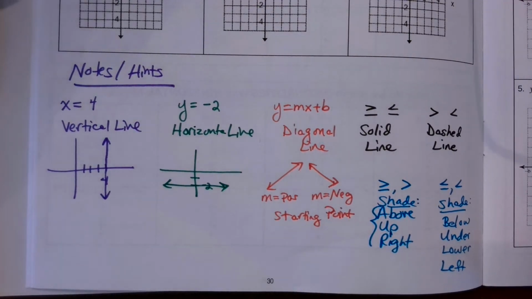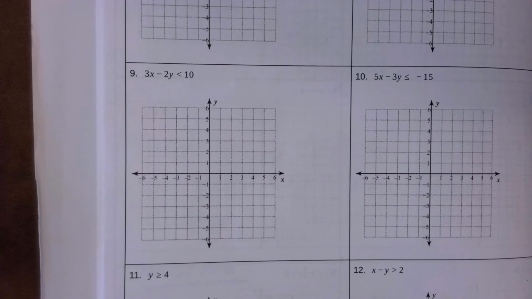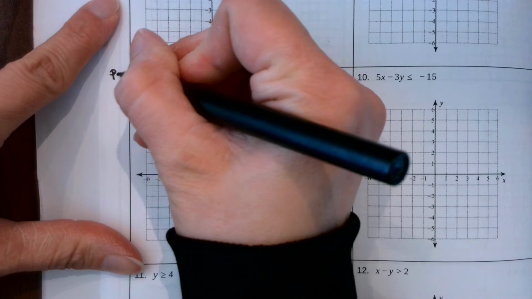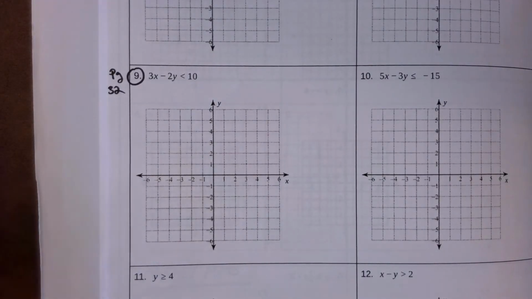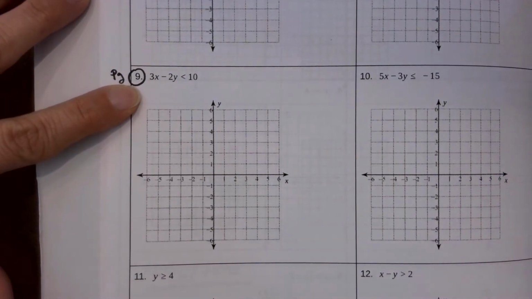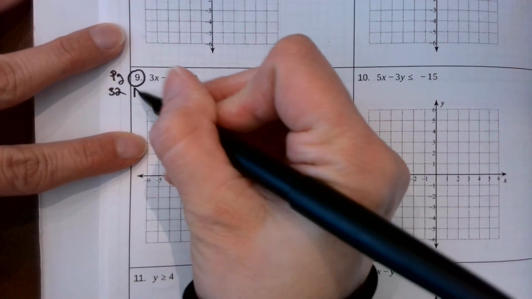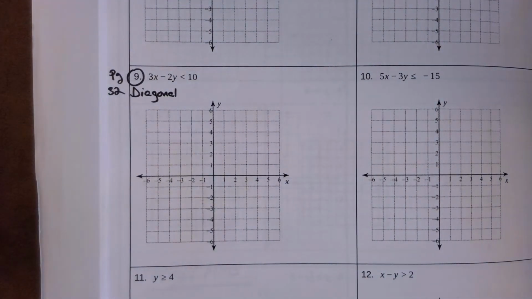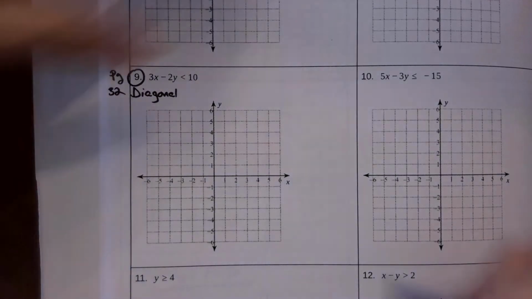And now what I would like you to do is turn to page 32 because I'd like to do a problem with you. So number 9 in your packets, so this is page 32. I'm going to take a look at number 9. Now I noticed that there's x's and y's. So this is not a vertical or a horizontal line. This one is going to be a diagonal line. So what I need to do is rearrange it and get it into y equals mx plus b form. So maybe I'll do the work for that over here.